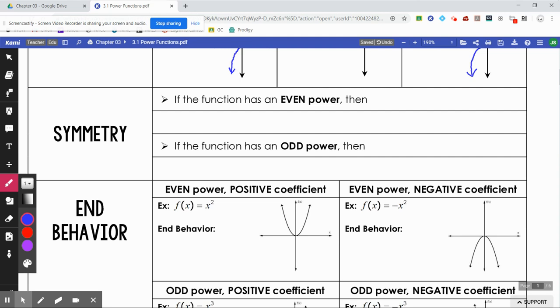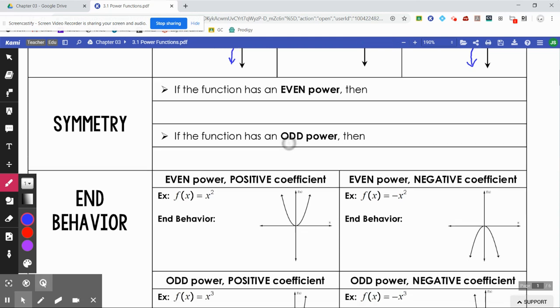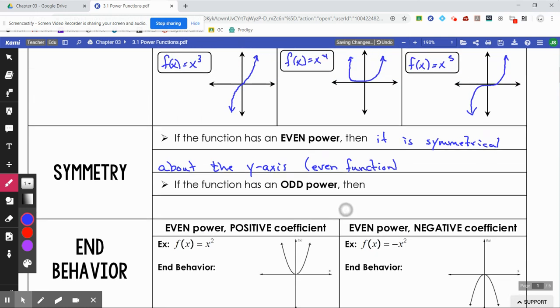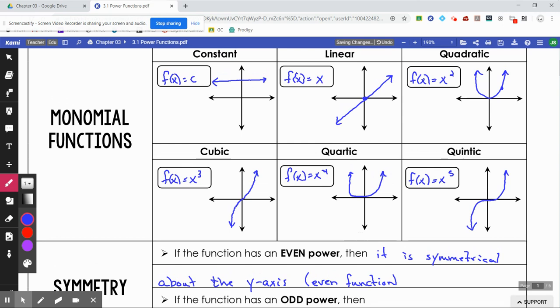Symmetry in these functions. We've kind of discussed this symmetry before. If the function has an even power, then it is symmetrical about the y-axis. Now I'm going to put in parentheses, it would be an even function. If it's symmetrical about the y-axis, we remember f of negative x equals f of positive x. It's an even function. It's symmetrical about the y-axis. Some examples up here: x to the fourth power, x to the second power.